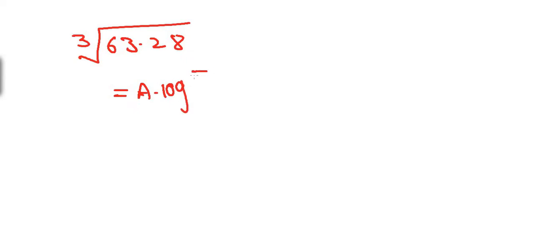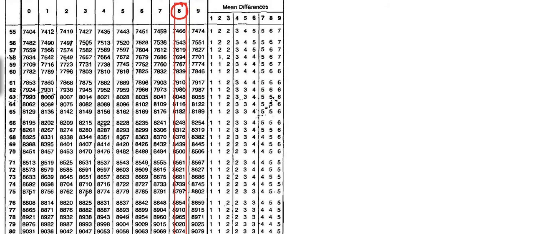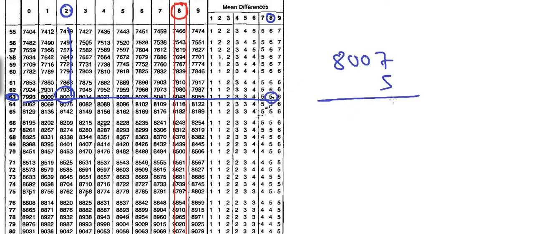Antilog of the log of 63.28 divided by 3. The characteristic of 63.28 is 1. Now let us find the mantissa for 63.28. Locate 63. This is 63. 2 in the first row and 8 the mean difference. Now let us find their intersections. Now the intersection with the second column is 8007. And the mean difference for 8 is 5, plus 5. So this is 8012 because 7 plus 5 is 12. So the mantissa is 8012.